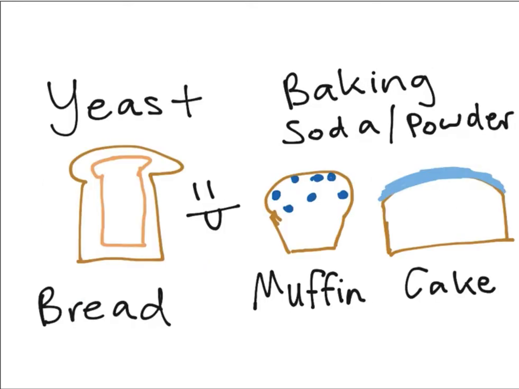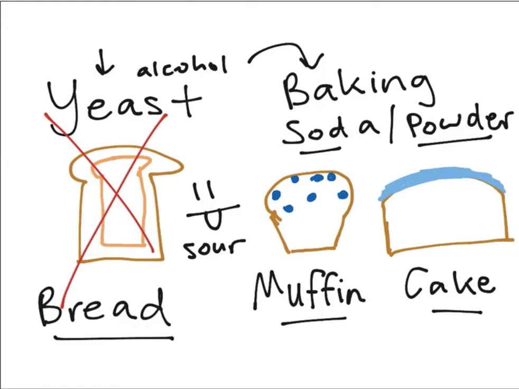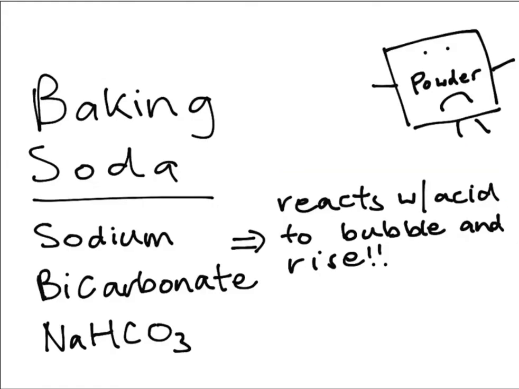Let's figure out why. So, we talked about yeast in bread, right? We got the yeast in our other video, and we don't want to use that in our muffins and cakes because it's sour, right? We don't want that alcohol that makes the bread sour in sourdough. So we use baking soda and baking powder, which has a more neutral taste, which is why it has that rise. So we're going to talk about baking soda. Sorry, baking powder. We'll talk about it another time. It's a little more complicated.